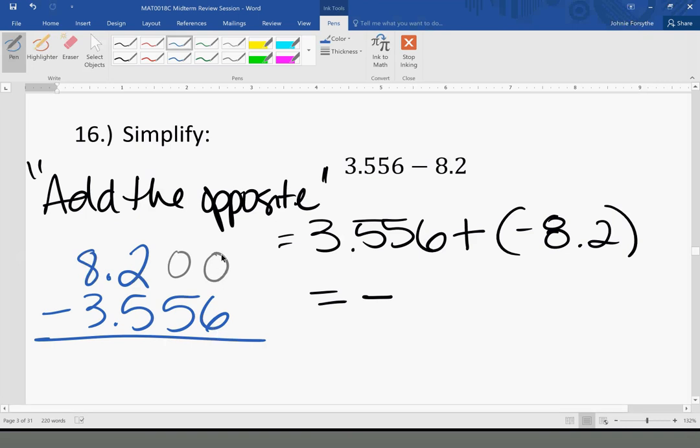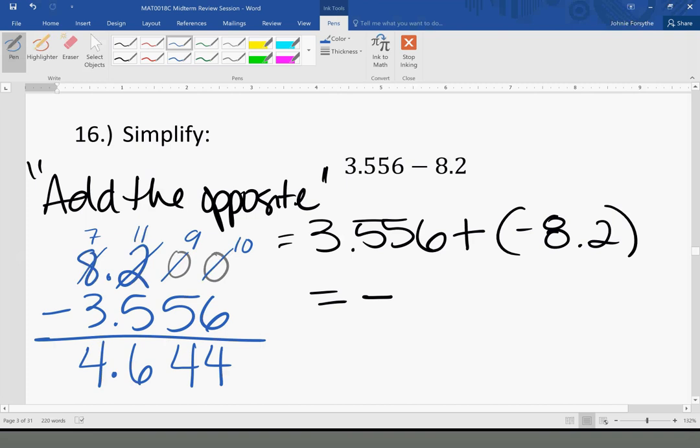Okay, so 0 minus 6, we're going to have to borrow to make that a 10, but since this is a 0, I'm going to mark that as a 9 and borrow from this 2 and make it a 1. So now 10 minus 6 is 4, 9 minus 5 is 4, 1 minus 5, I can't do that, so I'm going to borrow from the 8, make this 11. 11 minus 5 is 6. You just drop the decimal, and 7 minus 3 is 4.